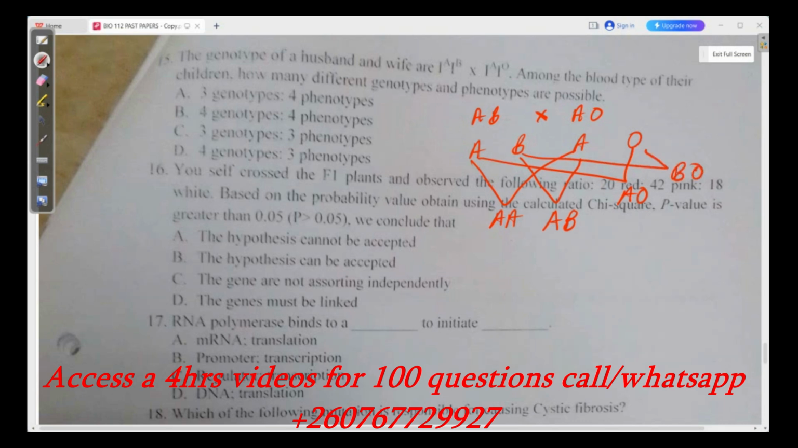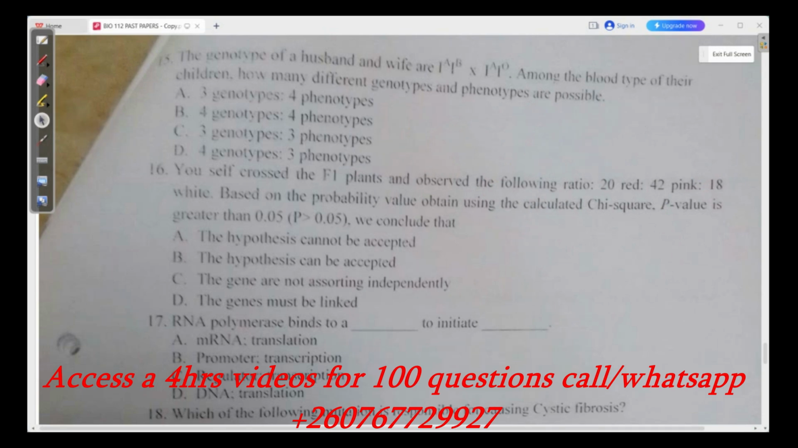So the question is, how many different genotypes? So we start with the different genotypes. We have 1, 2, 3, 4. So 4 different genotypes. Against how many phenotypes? This individual is blood group A, this one also blood group A. So we have 2 blood group A's, then this will be blood group AB, this will be blood group O. So we're going to have 3 phenotypes. So 4 genotypes and 3 phenotypes. So the answer has to be option D for question 15. That's how simple you can answer this question.